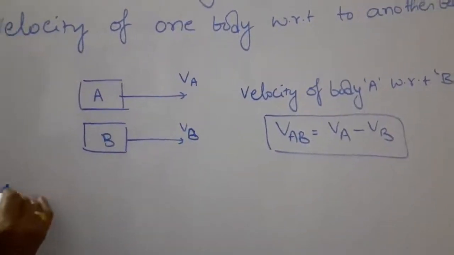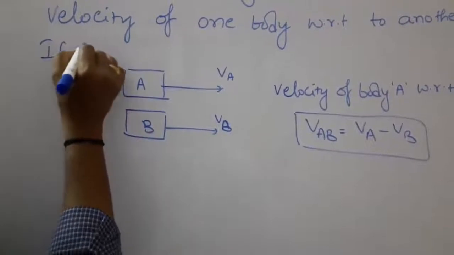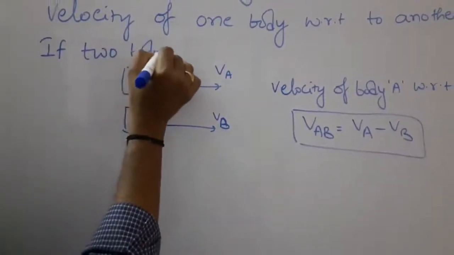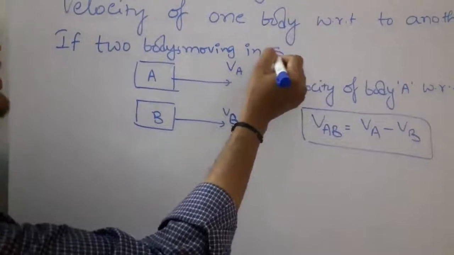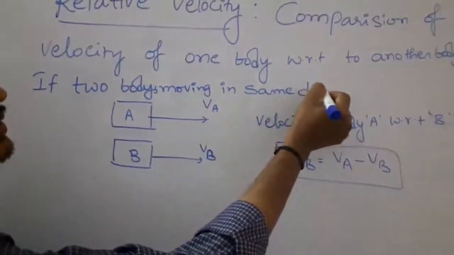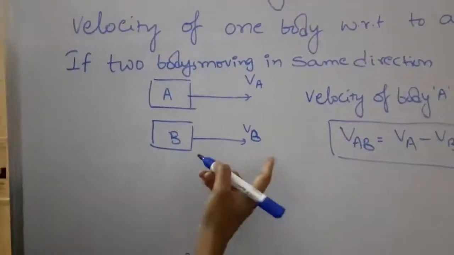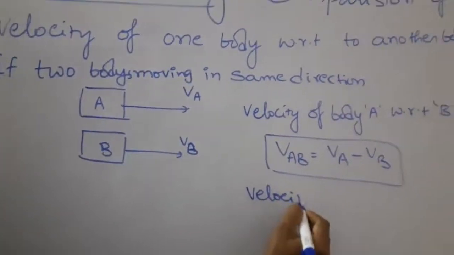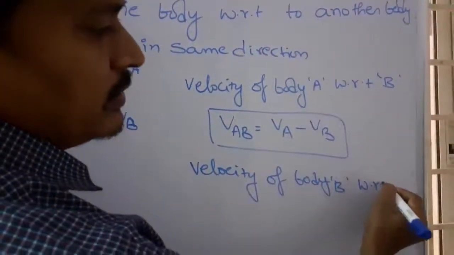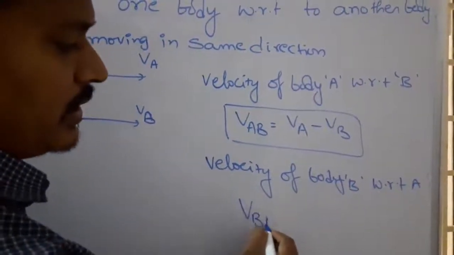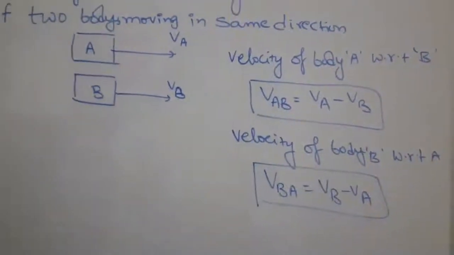So if two bodies are moving in the same direction, suppose the comparison of the velocity of body B with respect to A, therefore VBA, is equal to VB minus VA. So this is relative velocity.